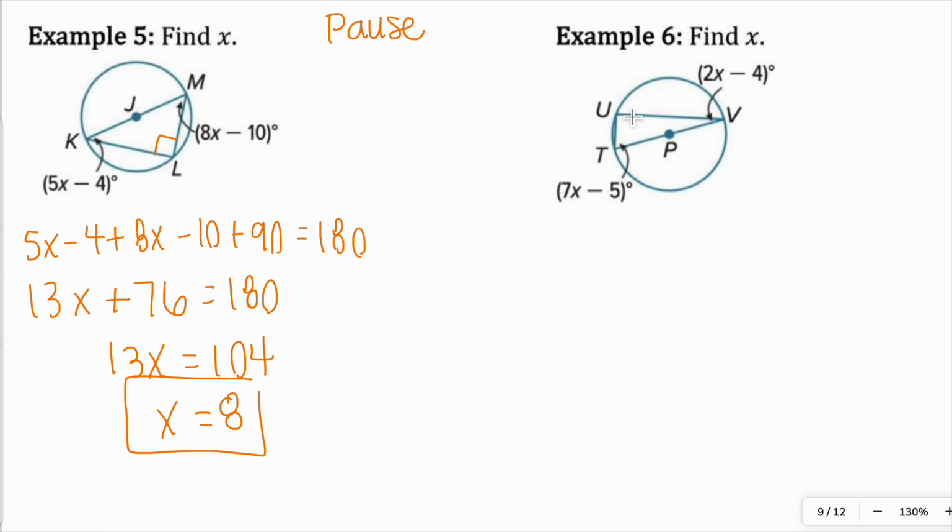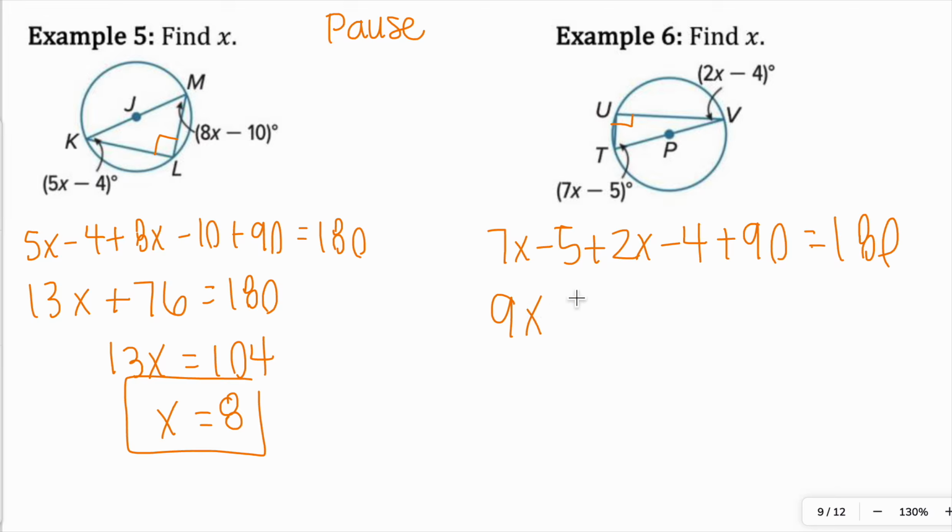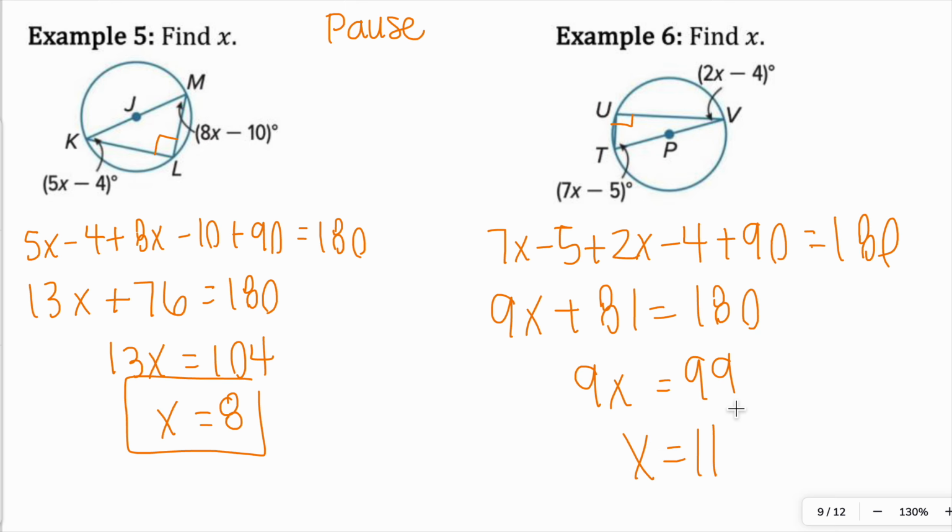And then same thing here. My right angle is across from my diameter, so I have 7x minus 5 plus 2x minus 4 plus 90 equals 180, solving for that x piece. 7x and 2x makes 9x, and then negative 4, negative 5, and 90 are going to make 81, so equals 180. Subtracting 81 from both sides, I'm going to get 9x is equal to 99, so x is 11. Okay?